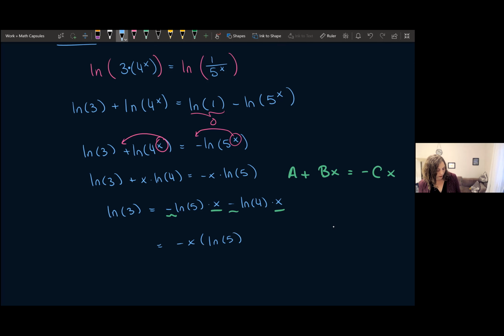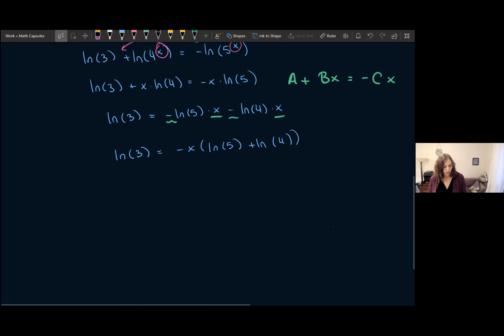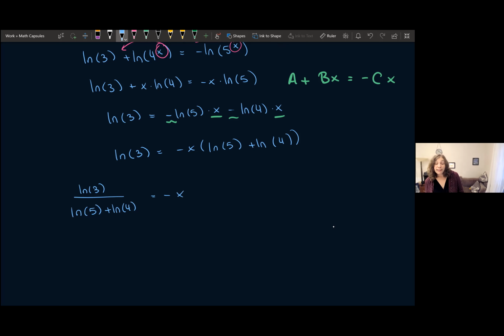That'll leave me with ln of 5 plus ln of 4. And on the left-hand side, I still have ln of 3. I'm trying to isolate x, so now what I can do is divide both sides by ln of 5 plus ln of 4. And finally, I have isolated negative x, so to isolate x, I would multiply both sides by negative 1. So I get the answer of negative ln of 3 divided by ln of 5 plus ln of 4.